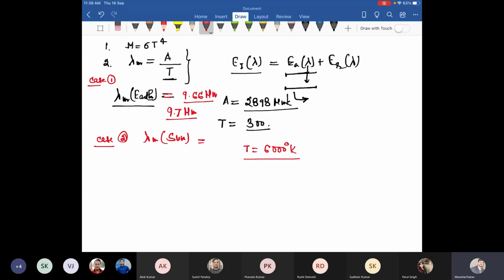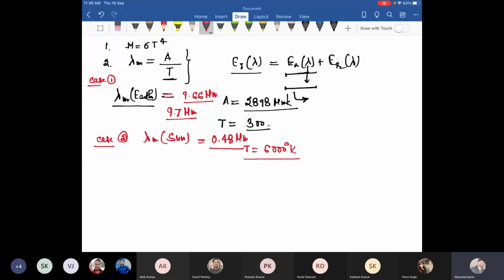How much are you getting? 0.48? 0.483, sir. Okay, so we can approximate, let's say 0.48, fine. 0.48 micrometer.